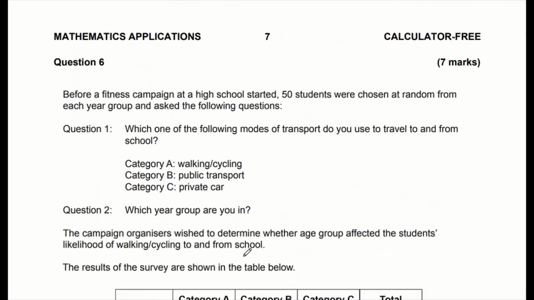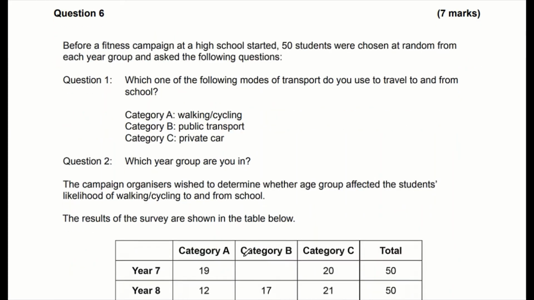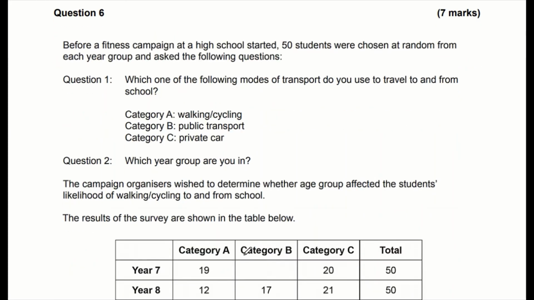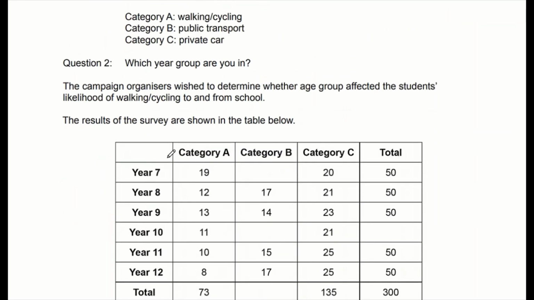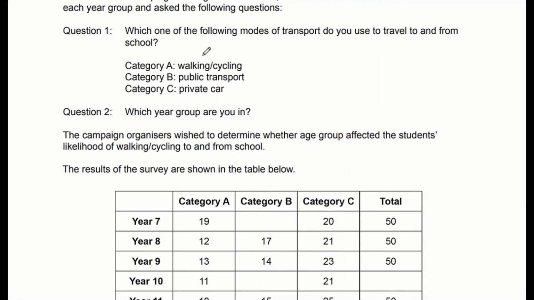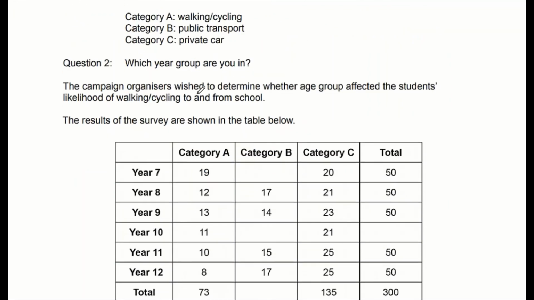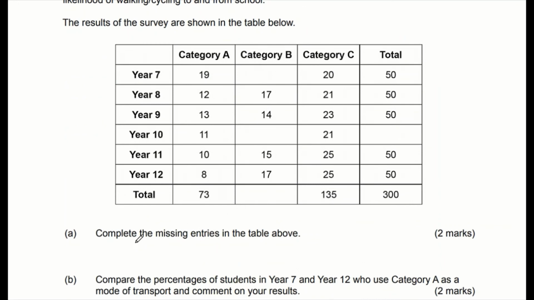Alright, question 6. I'm not going to read the question, but basically this is a question where they want to identify whether there's an association between the age group of the students and the mode of transport that they take to travel to and from the school. Alright, so complete the missing entry. I think this one is quite direct.